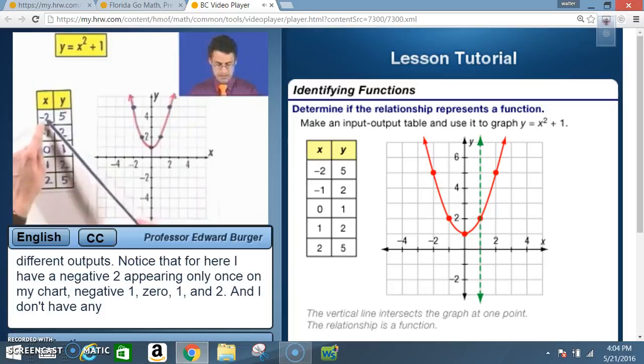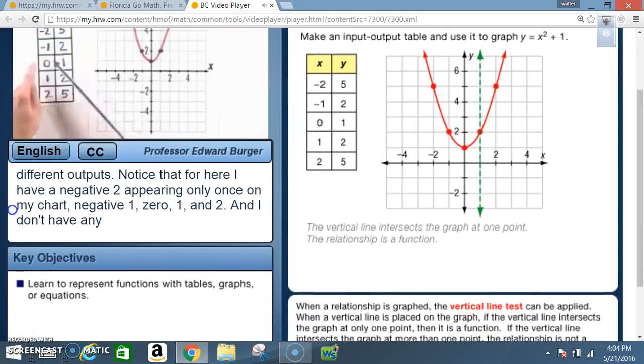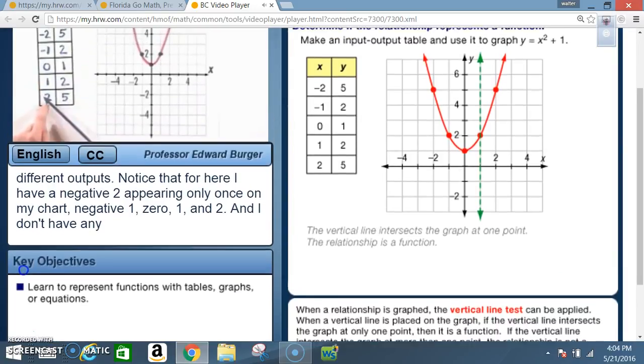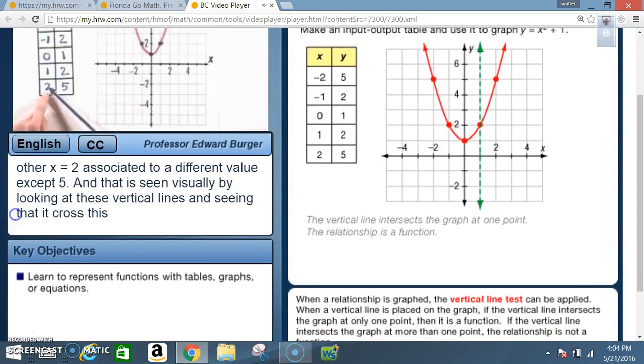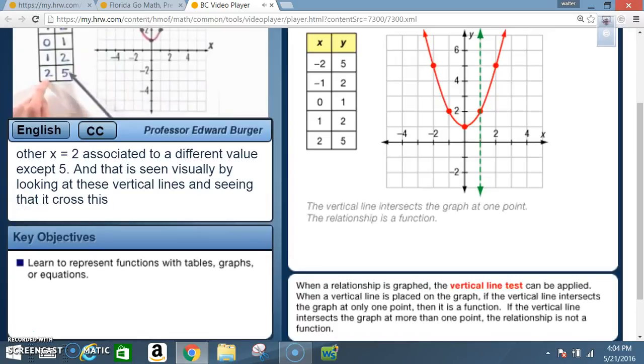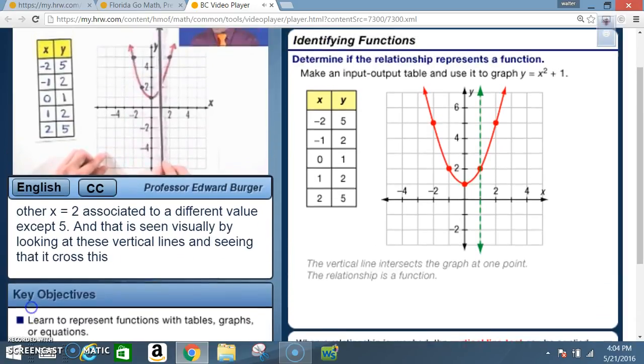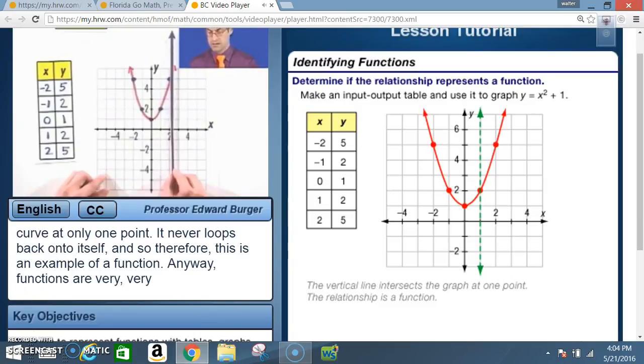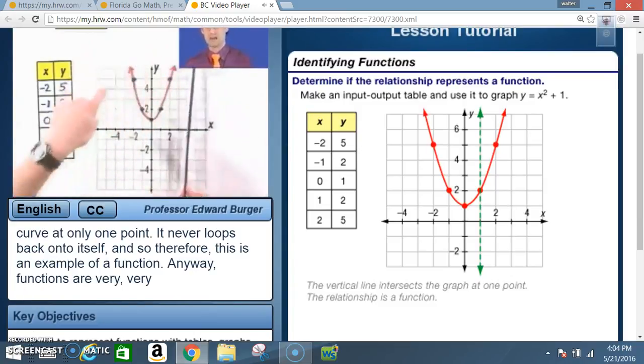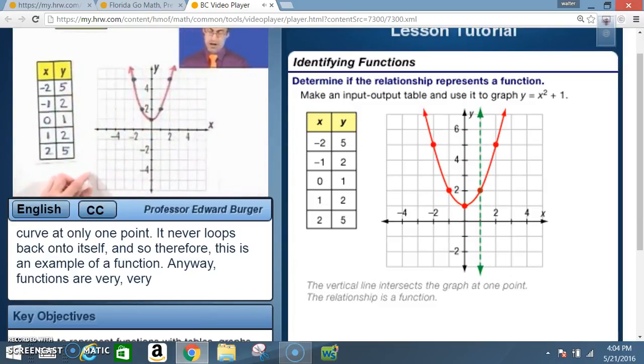And notice that here, I only have a negative 2 appearing once on my chart, negative 1, 0, 1, and 2, and I don't have any other x equals 2 associated to a different value except 5. And that visually is seen by looking at these vertical lines and seeing that I only cross this curve at most 1 point. It never loops back onto itself. And so therefore, this is an example of a function.